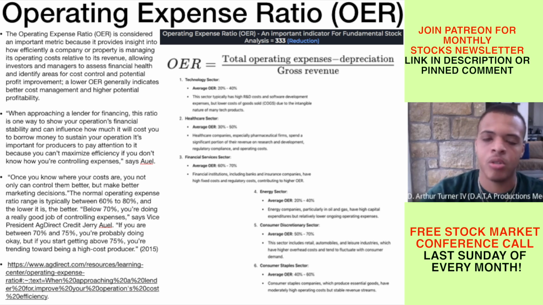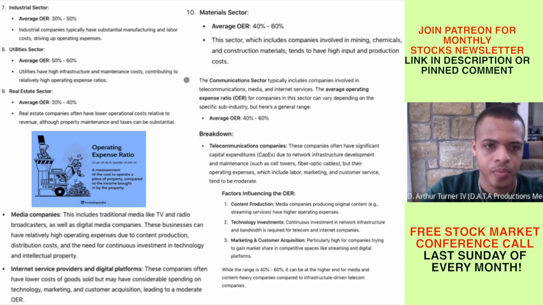Let me get this right so we go to the next. We have the industrial sector, which is 30% to 50%. Industrial companies typically have substantial manufacturing and labor costs, driving up operating expenses. Utility sector, OER 50% to 60%. Utilities have high infrastructure and maintenance costs, contributing to relatively high operating expense ratios. Real estate sector, average OER is 20% to 40%. Real estate companies often have lower operational costs relative to revenue, although property maintenance and taxes can be substantial.